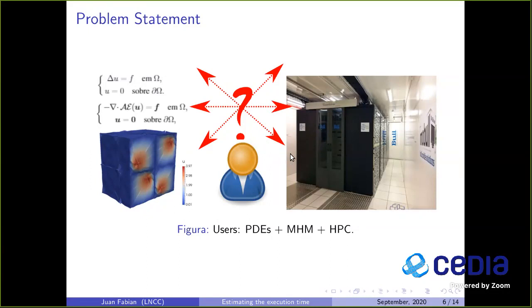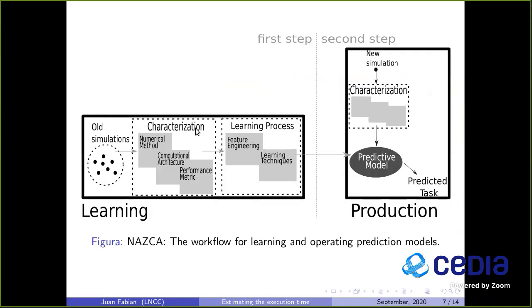Sometimes users of multiscale simulation need to use supercomputers for their simulations, and they don't know how long their simulations will take. In the photo, we show the Santos Dumont supercomputer in Petrópolis, Brazil. Thinking about this, in this research we propose an approach to estimate the execution times. We present the Nazca approach.